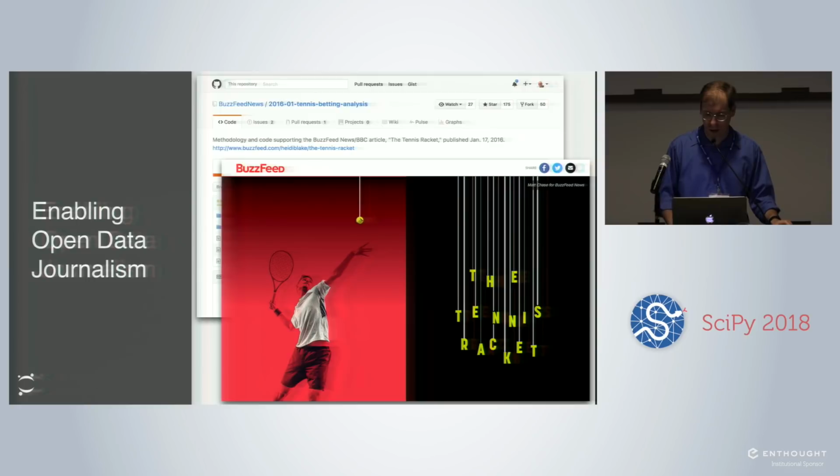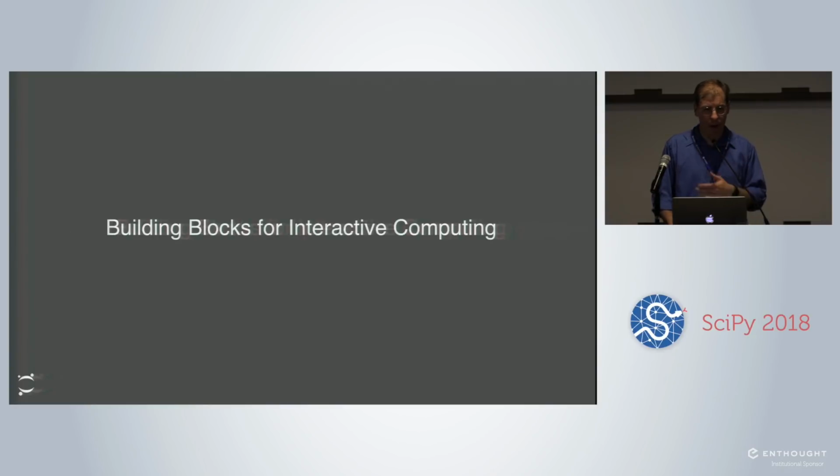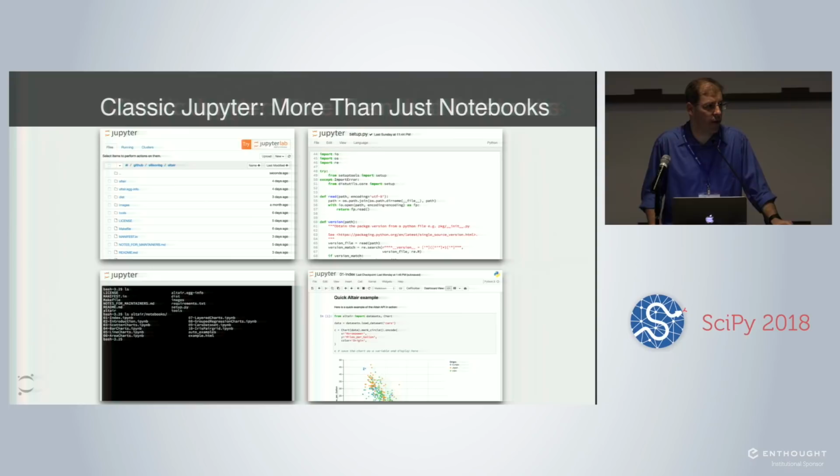Interactive textbooks. Riley has a platform based on Jupyter Notebooks for writing interactive textbooks. And many of you have been using it throughout your work. One of the things we realized with the Jupyter Notebook is that in the workflows people have been using, it's more than just the notebook that they need.